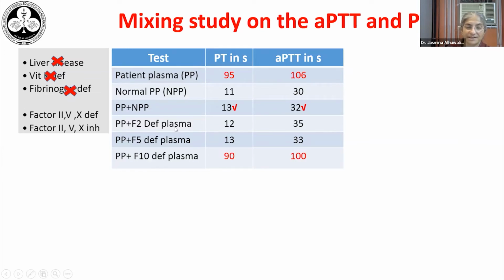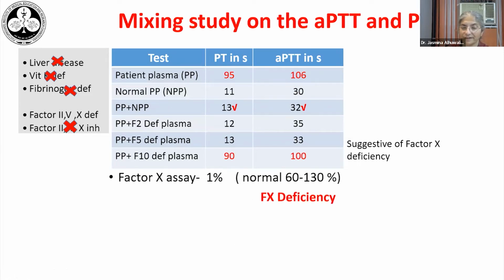Then we repeated the correction study with factor 2 and factor 5 and factor 10 deficient plasma. And we can see that on adding factor 10 deficient plasma, there was no correction in either the PT or the APTT. So this is suggestive of a factor 10 deficiency, which was confirmed on a factor 10 assay. And here I must point out that though in these examples, the correction looks very clean and easy, sometimes it is not so clear cut, and one may have to straight away embark on factor assays to reach the correct diagnosis. In fact, some authors say that it is better to do factor assay straight off if there's a high suspicion of an inherited bleeding disorder.